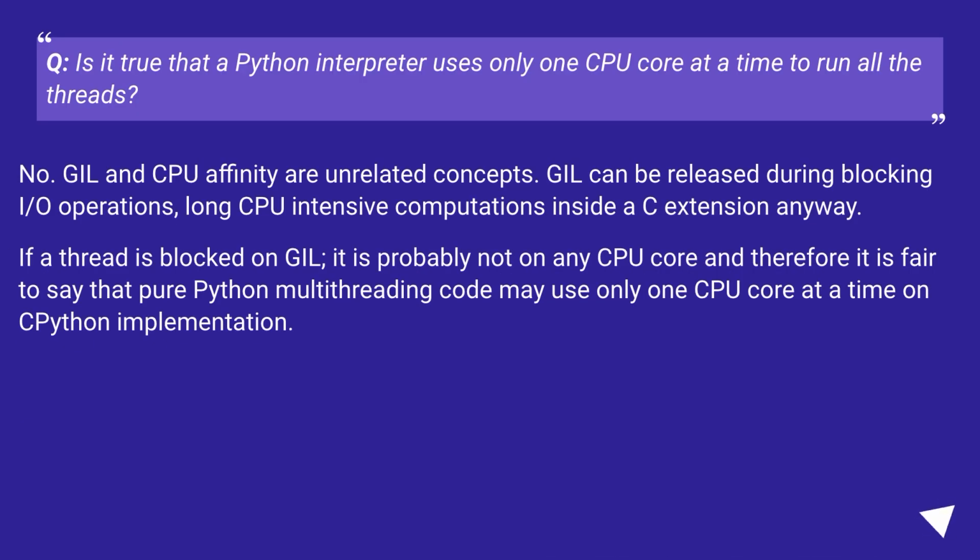Q. Is it true that a Python interpreter uses only one CPU core at a time to run all the threads? No. GIL and CPU affinity are unrelated concepts. GIL can be released during blocking I/O operations, or long CPU-intensive computations inside a C extension anyway. If a thread is blocked on GIL, it is probably not on any CPU core, and therefore it is fair to say that pure Python multi-threading code may use only one CPU core at a time on this Python implementation.